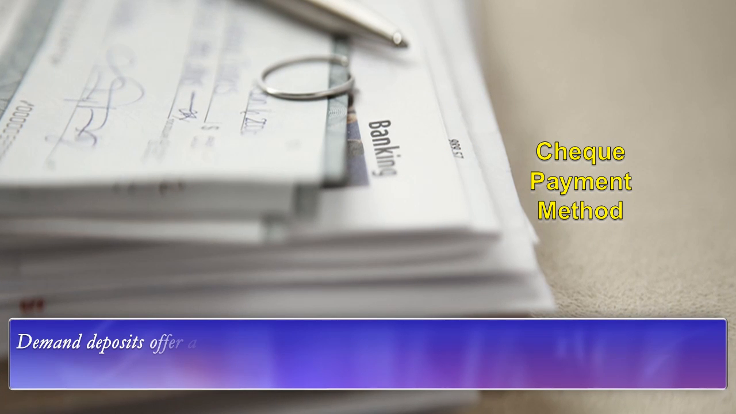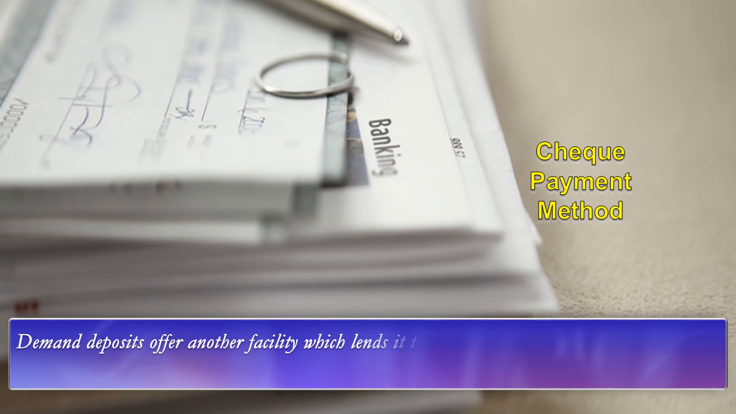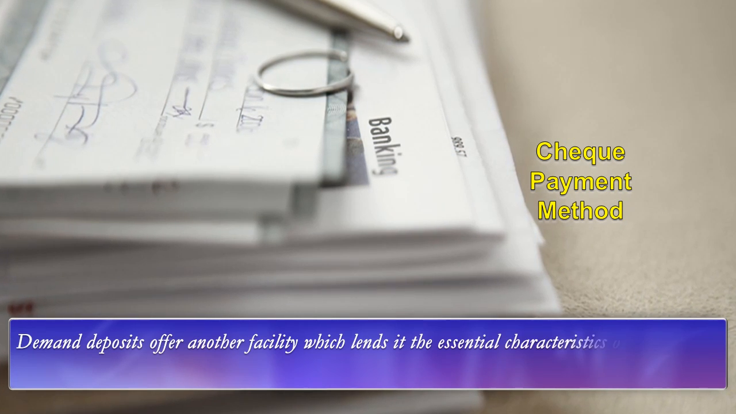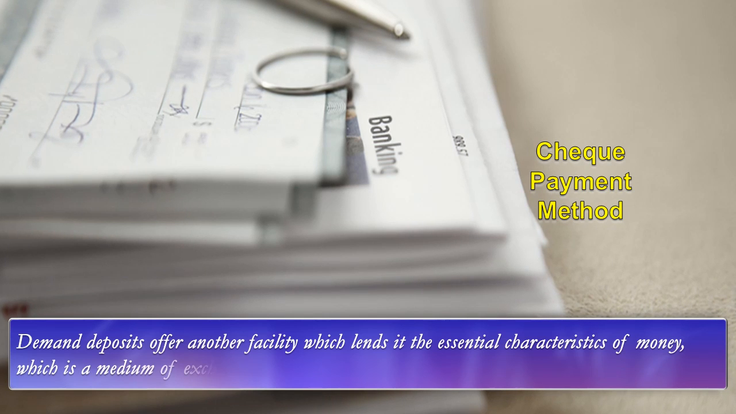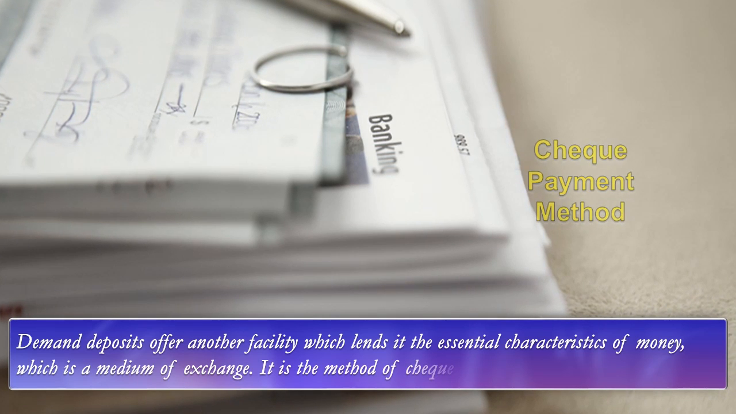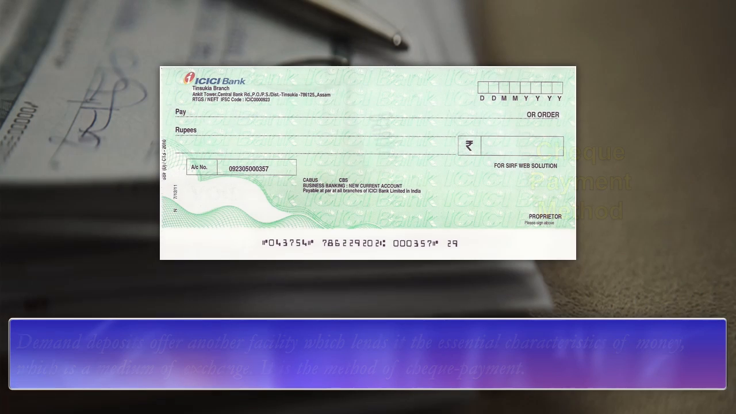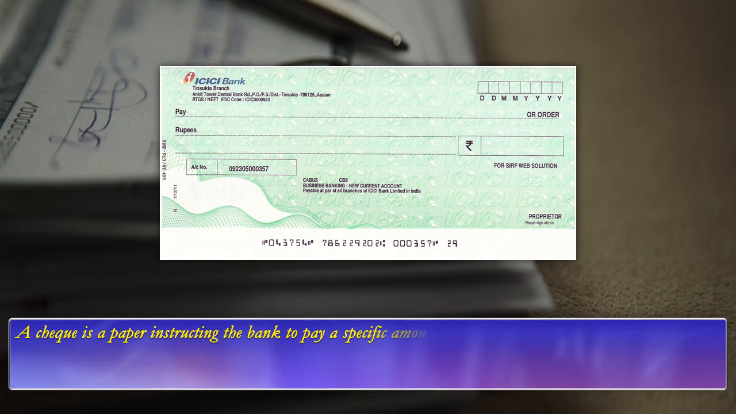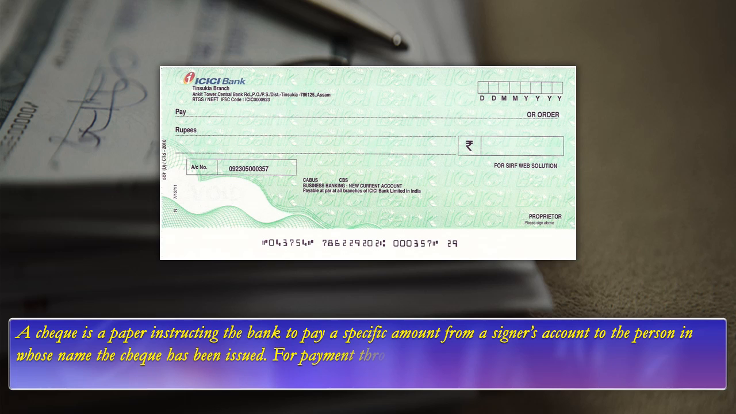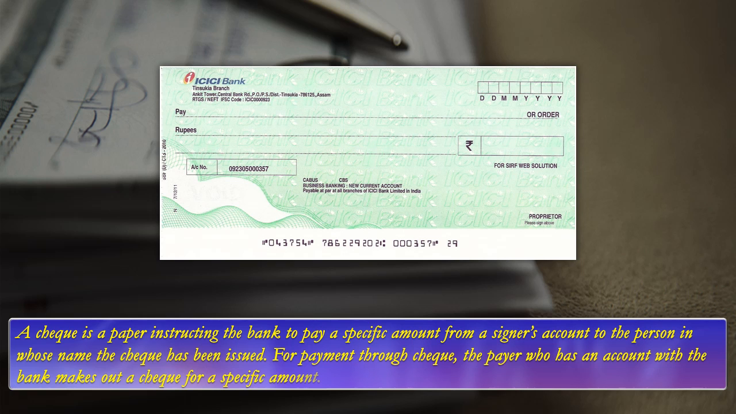Demand deposits offer another facility which lends it the essential characteristics of money, which is a medium of exchange. It is the method of check payment. A check is a paper instructing the bank to pay a specific amount from a signer's account to the person in whose name the check has been issued. For payment through check, the payer who has an account with the bank makes out a check for a specific amount.